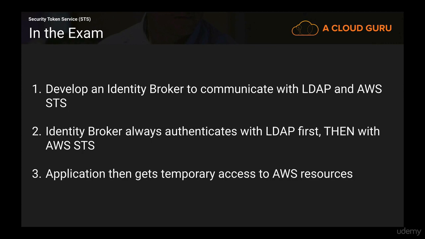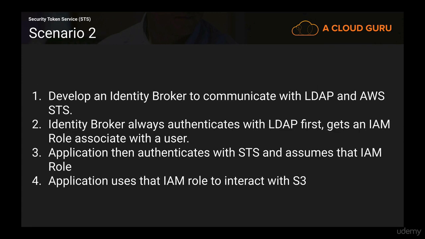The identity broker always authenticates with LDAP first and then with AWS STS. Okay, so you develop an identity broker, and then just remember the order. It's always LDAP first and then Amazon STS. The application then gets temporary access to the AWS resources. If you remember those 3 steps, you'll be able to pass the exam, because that really just distills the process down. You don't have to go in there remembering all 9.